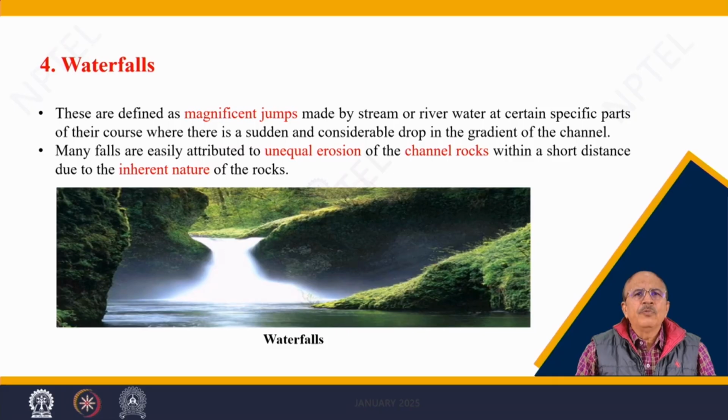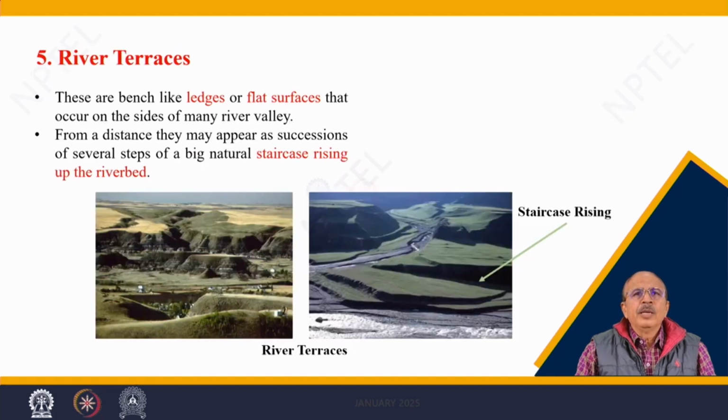Fourth is the waterfalls. These are defined as magnificent jumps made by a stream or river water at certain specific parts of their course, where there is a sudden and considerable drop in the gradient of the channel. Many falls are easily attributed to unequal erosion of the channel rocks within a short distance due to the inherent nature of the rocks.